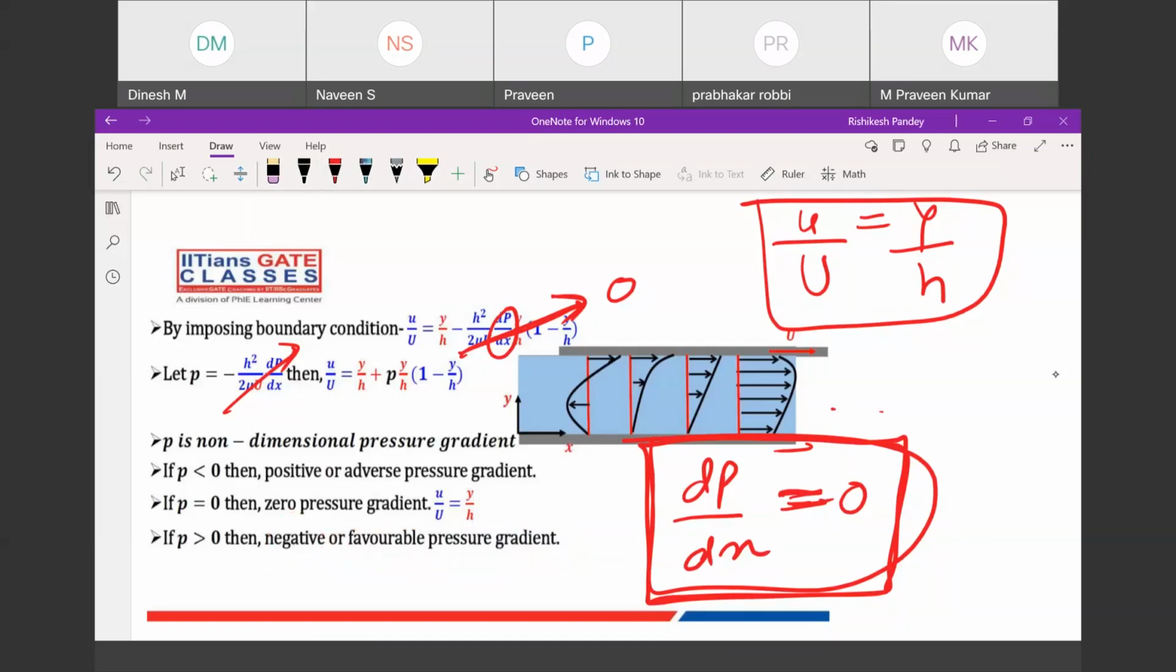In this case, we'll get a parabolic velocity profile. So you can note this point also. In adverse case, reverse flow. In zero pressure gradient, linear velocity profile. In negative or favorable pressure gradient, parabolic profile.